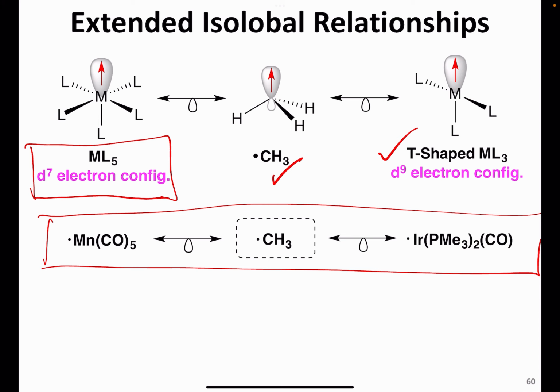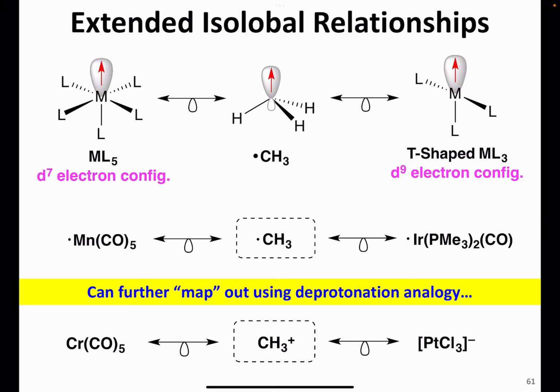Furthermore, you can go one step farther. Remember, CH3+ was isolobal with a d6 ML5 transition metal fragment, which means that it is isolobal with a d8 T-shaped ML3 configuration. And remember also that the CH3+ cation is isolobal with CH2 via the deprotonation analogy.